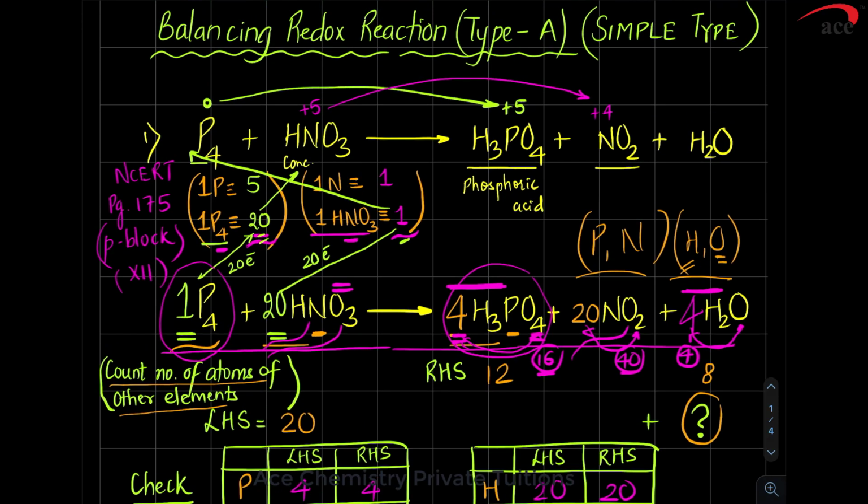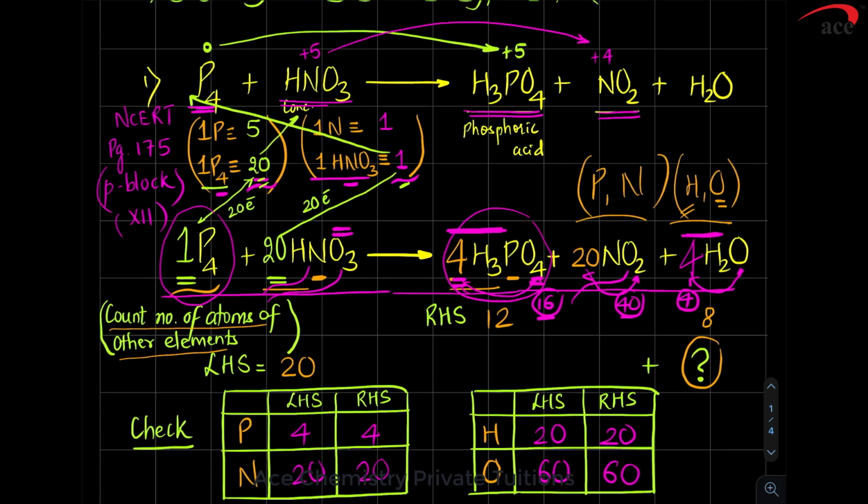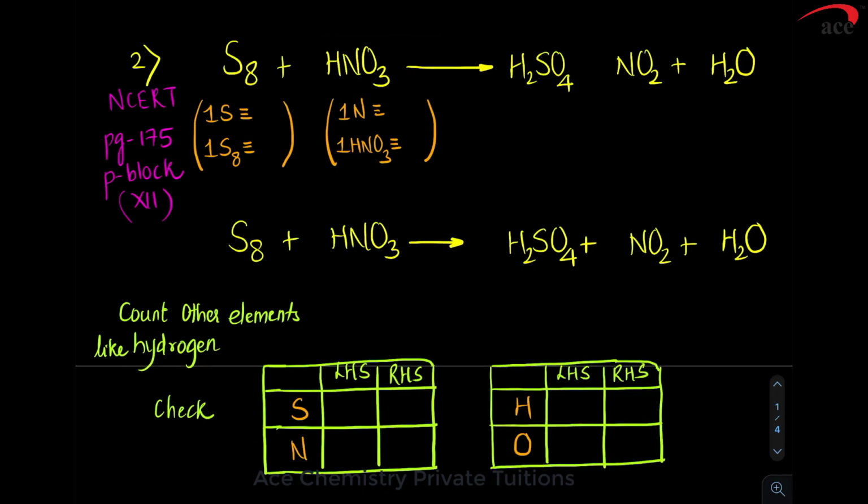We will call this type of a reaction as type A, where only the oxidation state of one reactant goes to one other product and the other reactant goes to one more other product. When you realize other types, you will understand why this is called type A. So, this was a balancing.